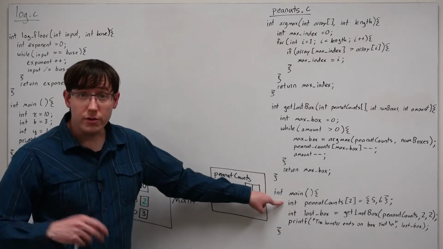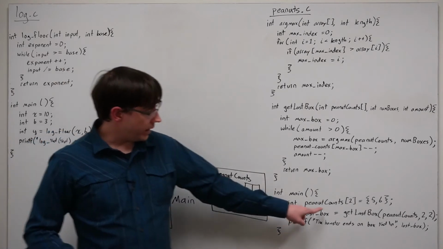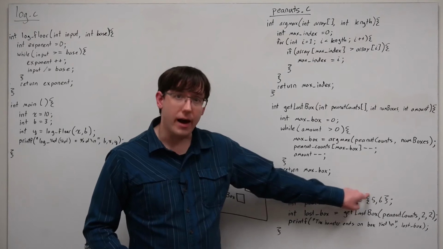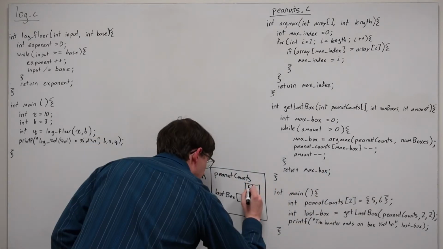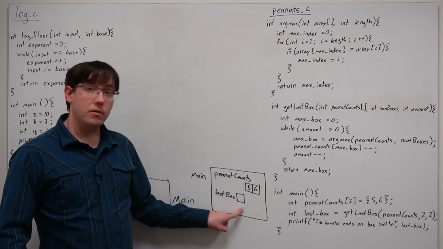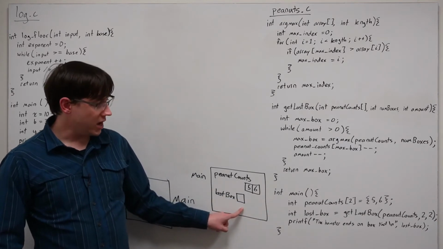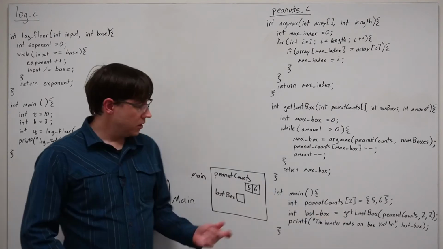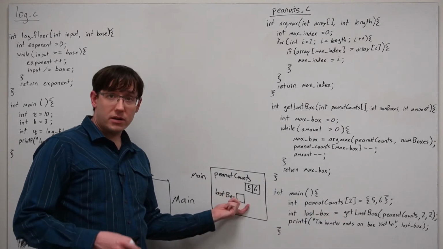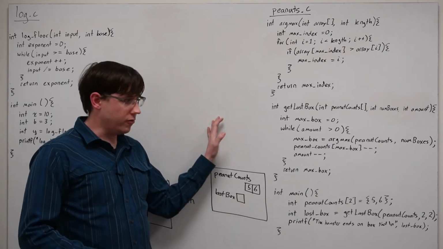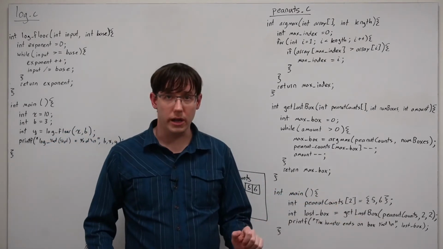When we execute the first line of main, we set the values in this array to 5 and 6. And again, to get the value of last box, we're going to have to wait until a function call returns. So for now, we will leave this box on our stack diagram blank, and we will add a stack frame for the function that we are calling.